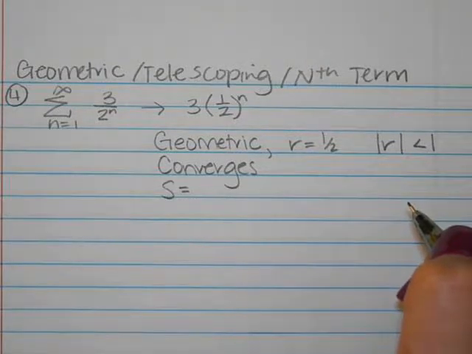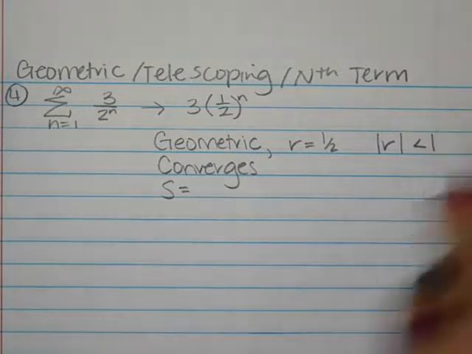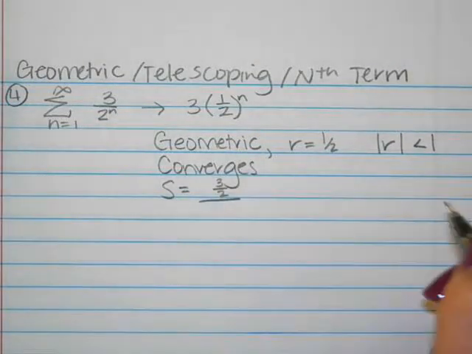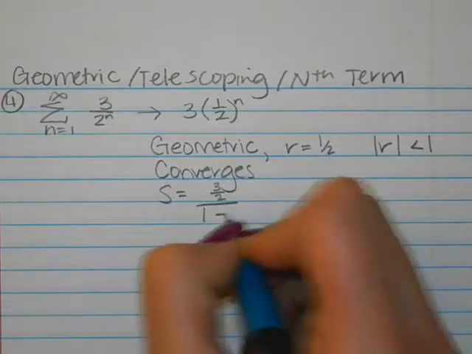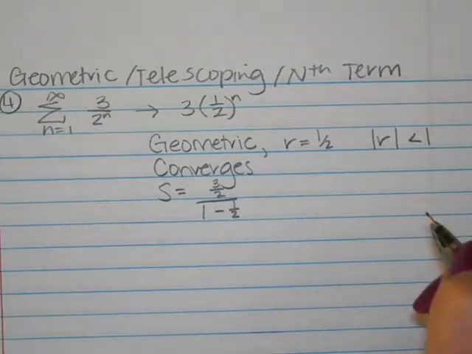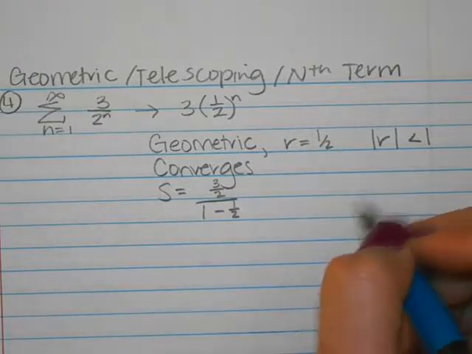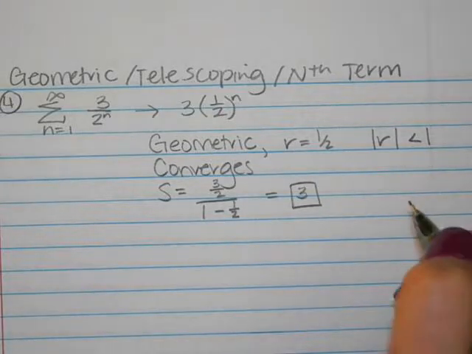You find the first term, which is 3 over 2, right? 3 times 1/2, so 3 over 2. That's the first term. Divided by 1 minus r, which is 1 minus 1/2. Okay, so 3/2 divided by 1/2 is 3. So this converges, and it converges to 3.